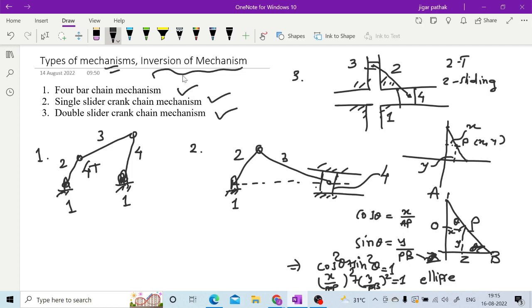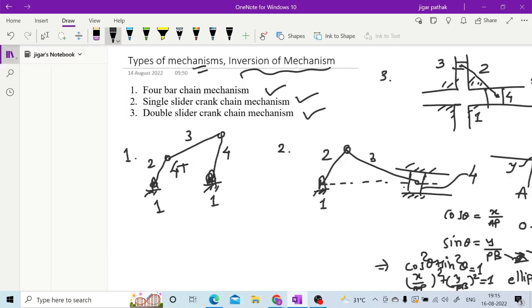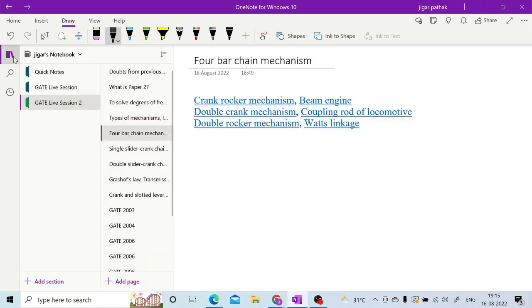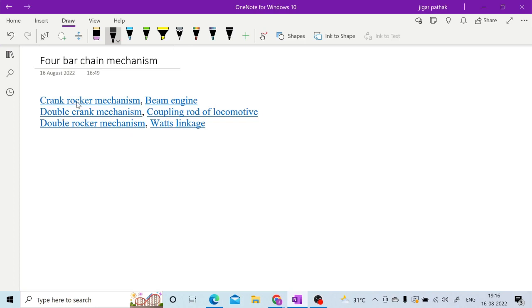What I was telling is about inversion of mechanism. Inversion of mechanism is whenever you have any mechanism and you fix different links of that mechanism in order to get different kinds of work output as per your requirement. Now, if we go through the different mechanisms and their inversions, the first is the 4-bar chain mechanism. In that you have different possible mechanisms when you fix different links.